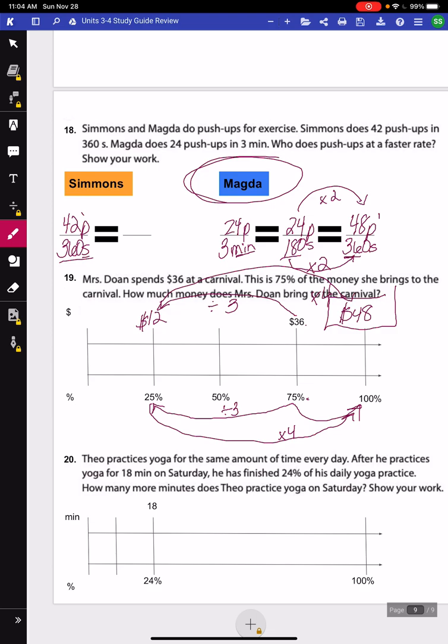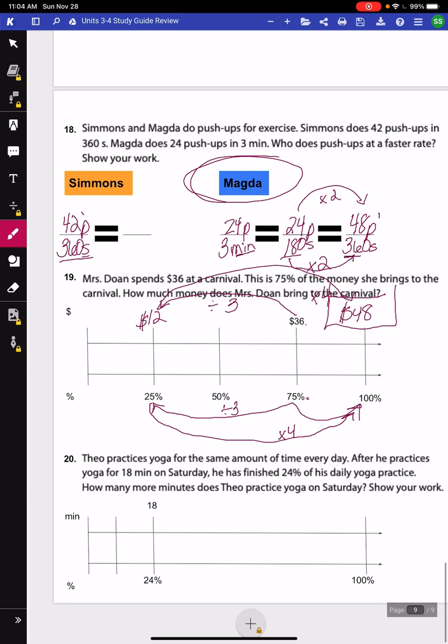Moving on to number 20. Theo practices yoga for the same amount of time every day. After he practices yoga for 18 minutes on Saturday, he has finished 24% of his daily yoga practice. How many more minutes does Theo practice yoga on Saturday? Well, he practices yoga for 18 minutes, and that means he's finished 24%. Well, I cannot easily go from 24 to 100, so I've got to work my way down to something, and 4 seems to be a good number.